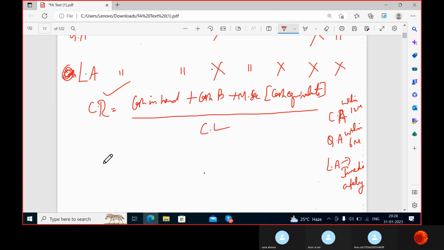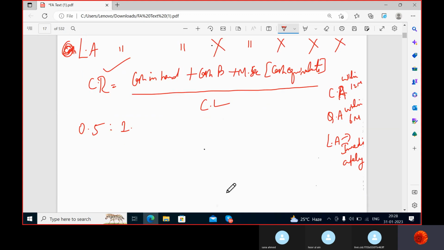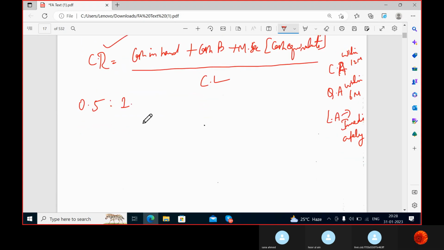Point number 2. What can be the ideal cash ratio for a business? Of course, the ideal cash ratio is 0.5:1. Now, why 0.5:1? Let's take an example. Case number 1, case number 2.